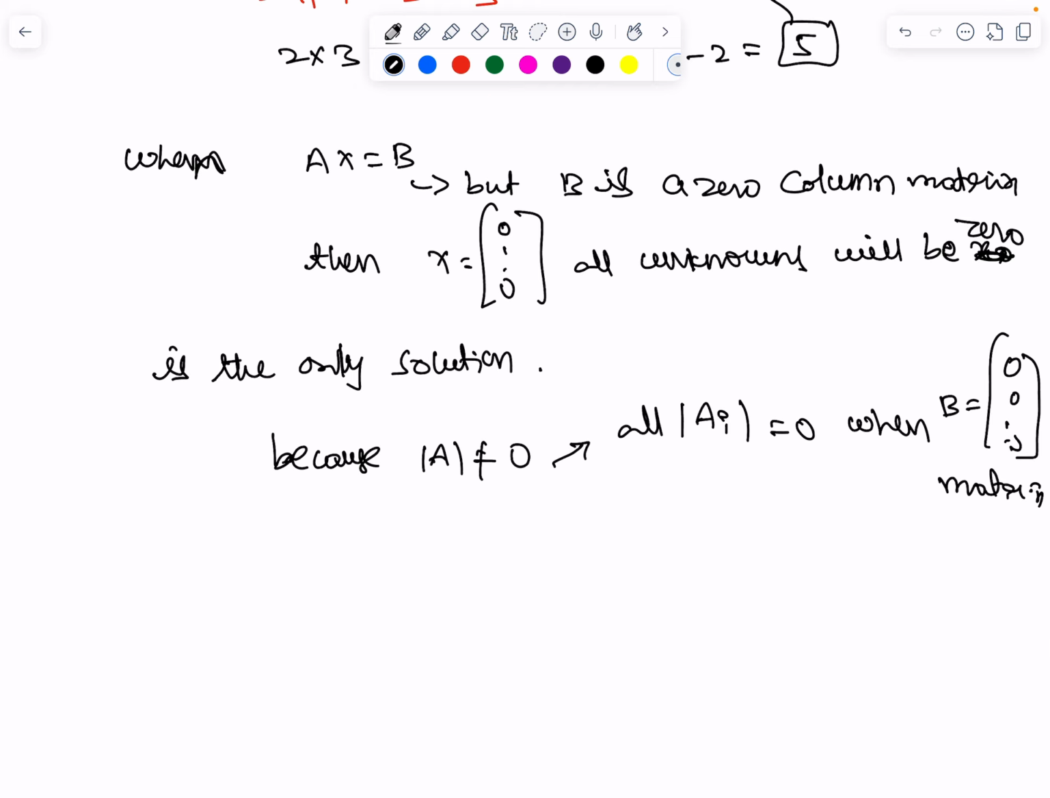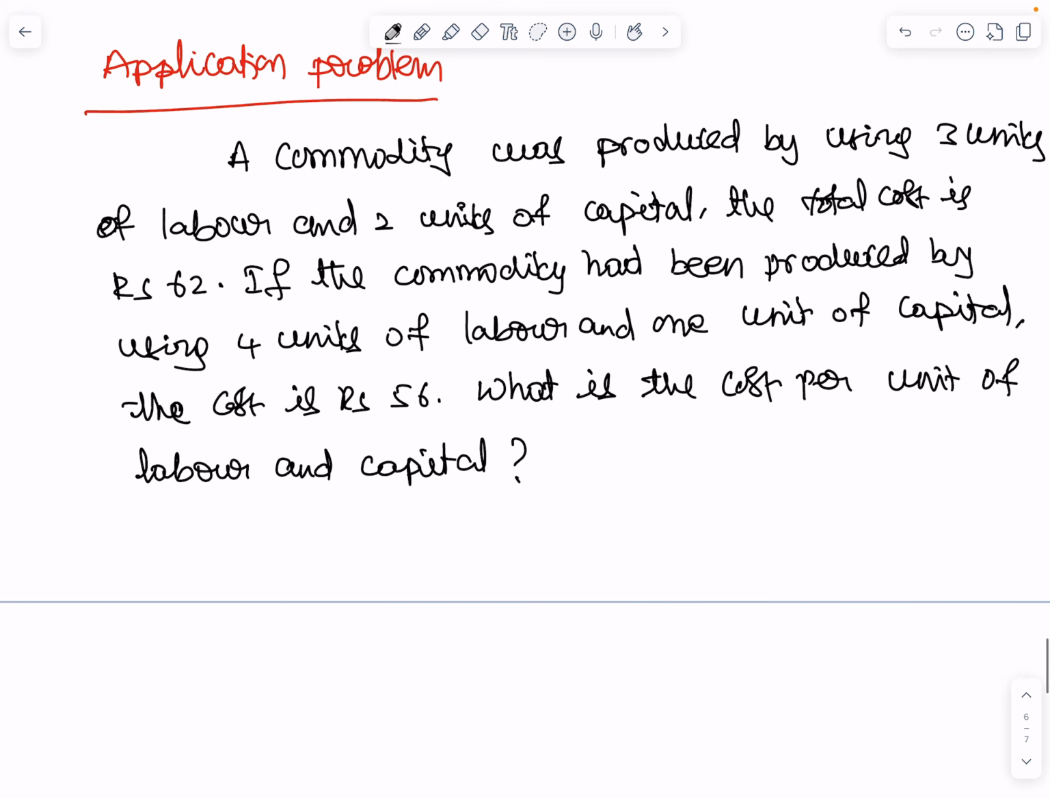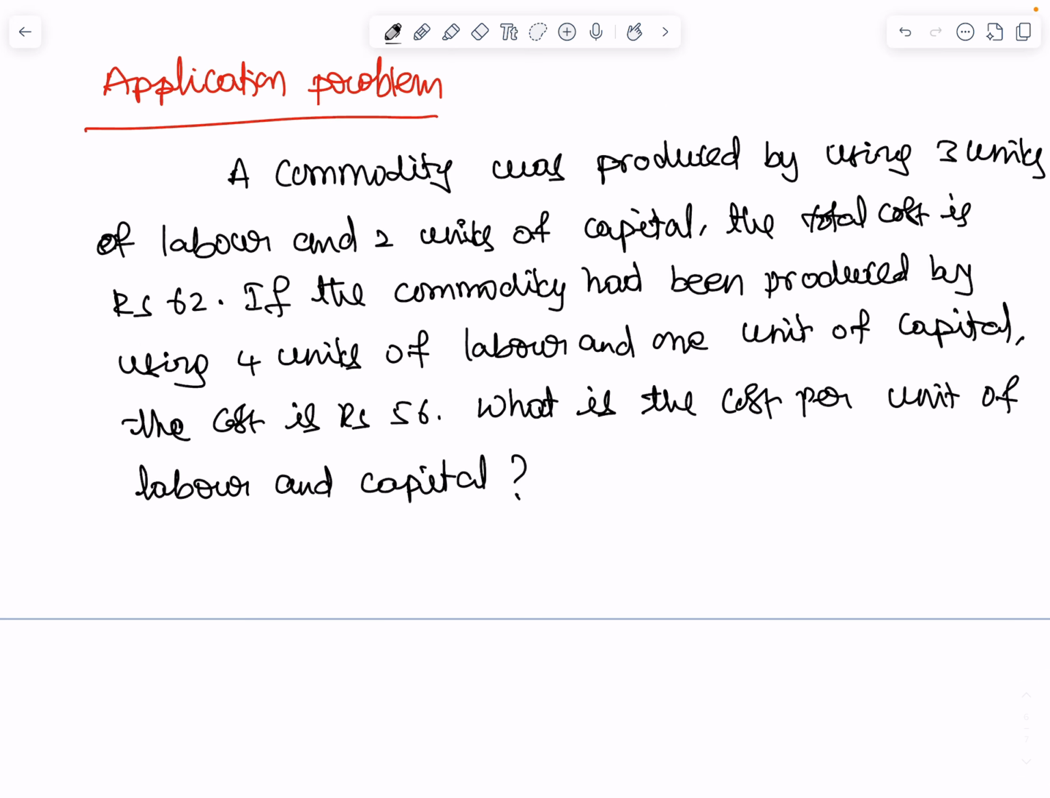Now, I would like to solve one application-based problem, and with that I want to close the session. This is the question, an application problem. A commodity was produced by using 3 units of labor and 2 units of capital. The total cost is 62. If the commodity had been produced by using 4 units of labor and 1 unit of capital, the cost is 56 rupees. What is the cost per unit of labor and capital? Now we have to find the per unit labor charge and the capital.